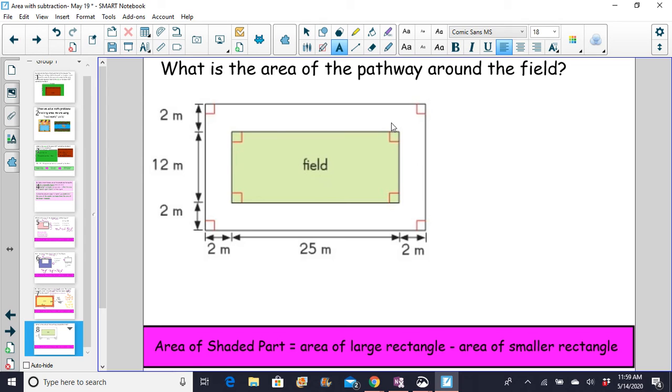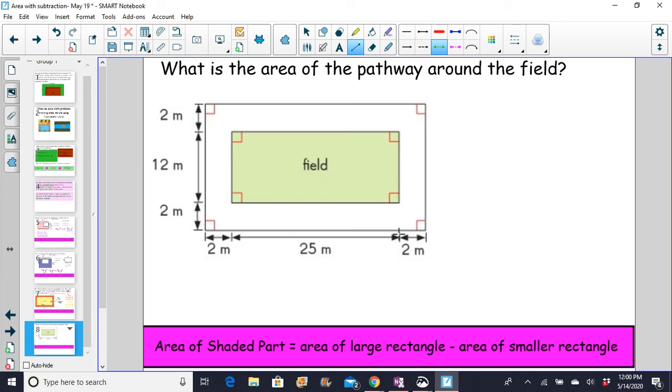I have a lot of measurements labeled on here, so I'm going to use those measurements to help me. And these actually are super helpful measurements. You just have to make sure you're really paying attention to them. What I mean by that is, check out on my vertical side, I have 2 meters for that little bit there, 12 meters, 2 meters. Then horizontally, I have 2 meters, 25 meters, and 2 meters.